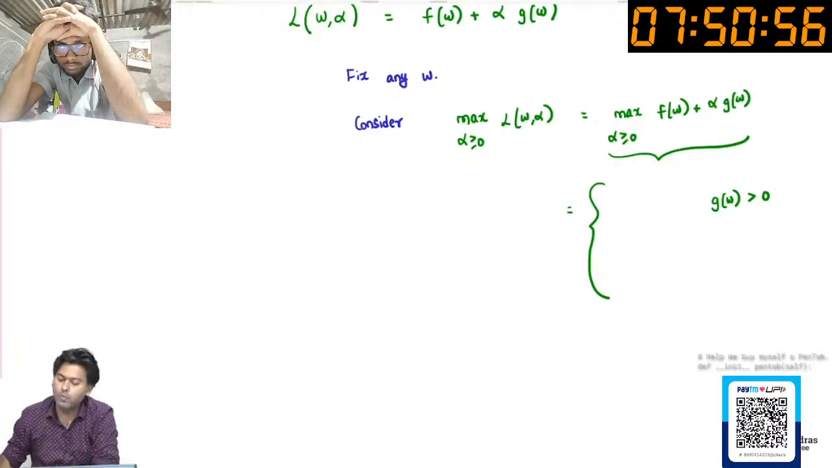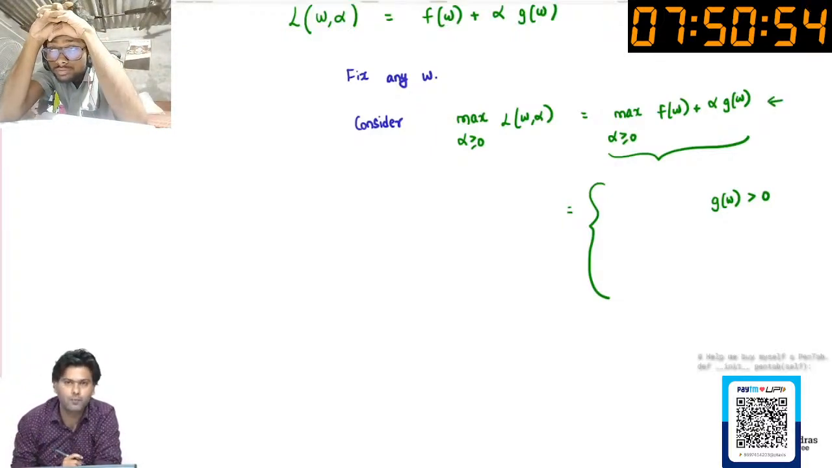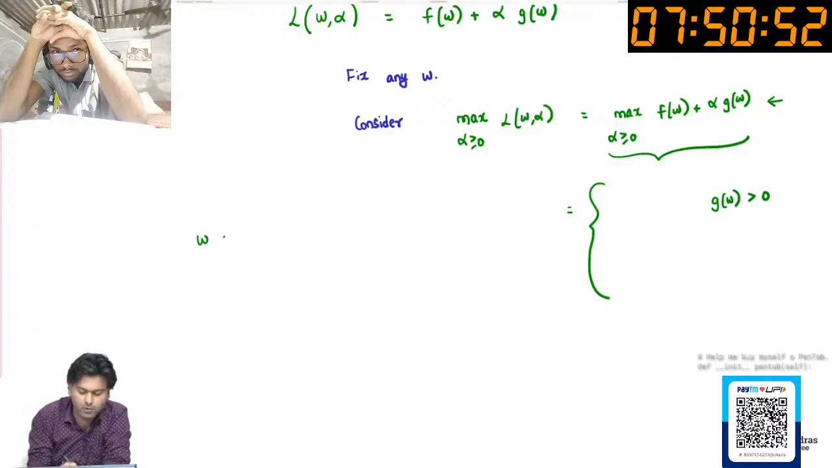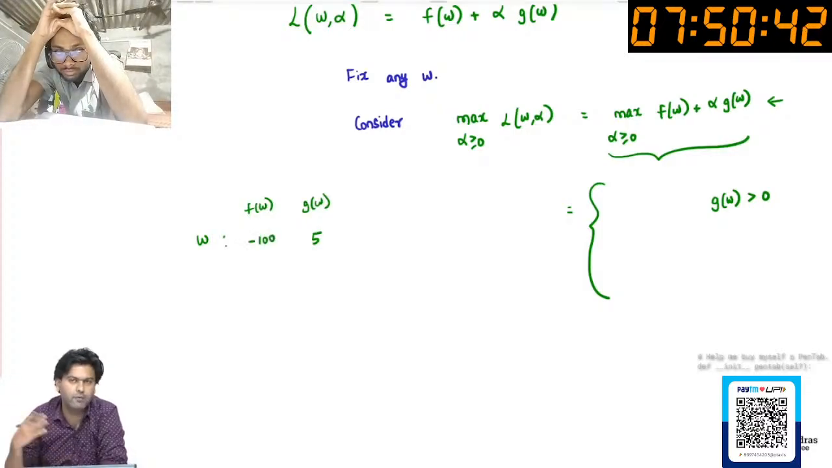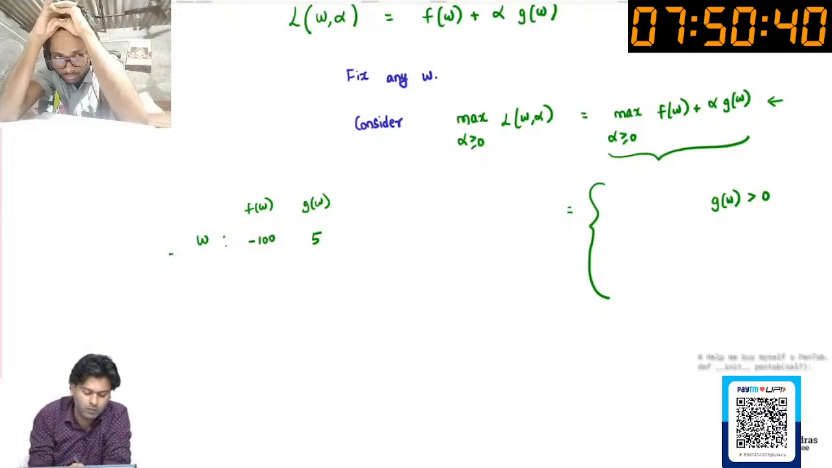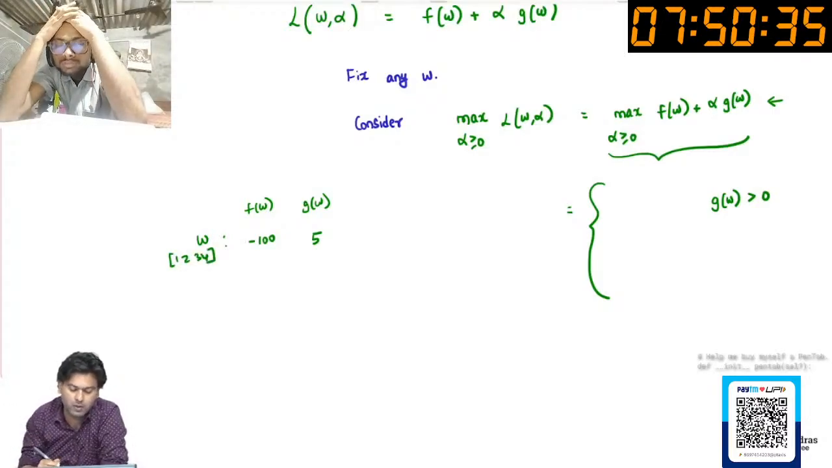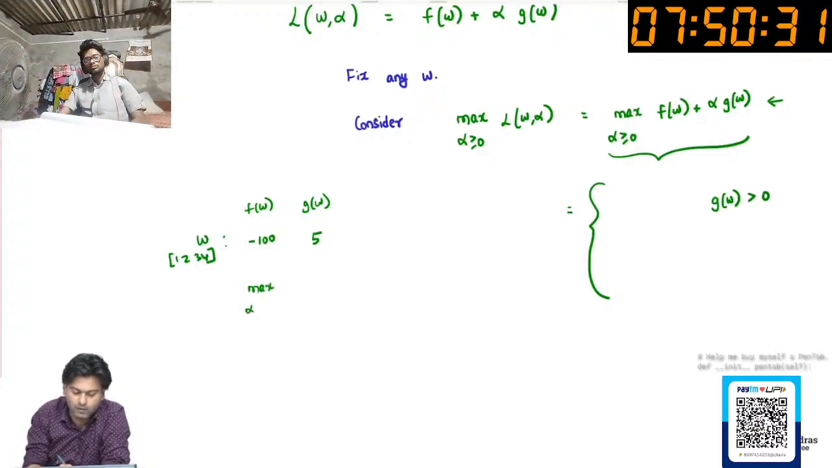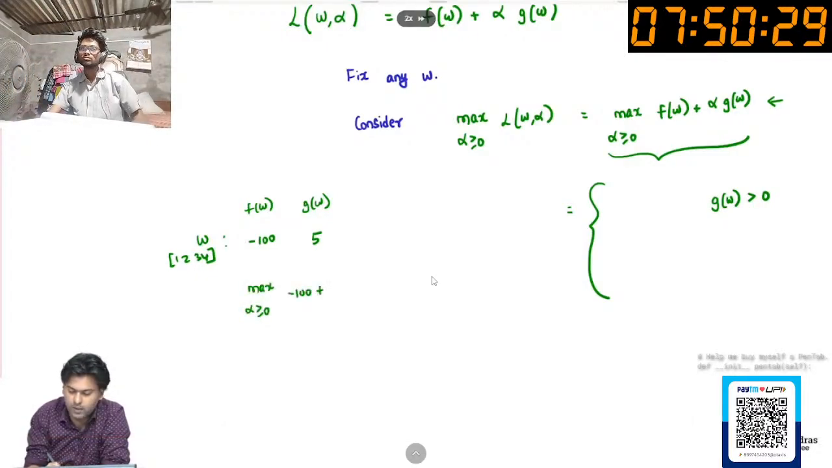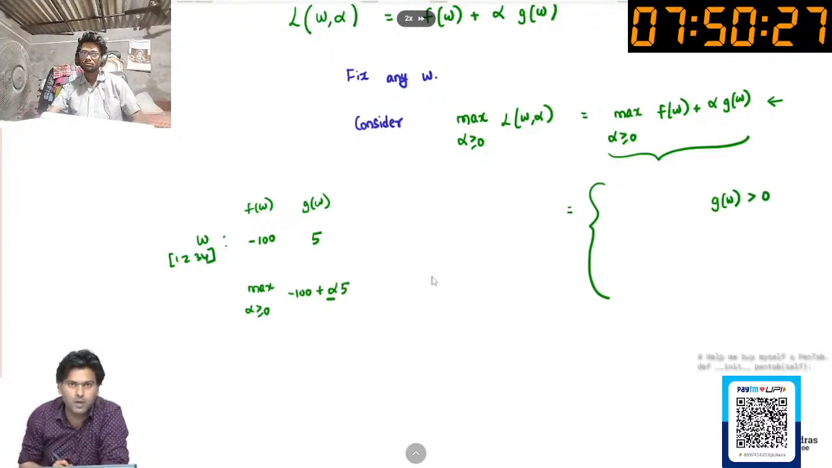Now, how big can you make this function? Let's say I give you a w for which f of w is maybe minus 100 and g of w is 5, for example, right? So maybe the w is 1, 2, 3, 4. D is 4-dimensional. This is the w that I give you. Now what I'm asking then is, you want to maximize over alpha greater than 0 of minus 100 plus alpha times 5. Now alpha is some non-negative quantity.